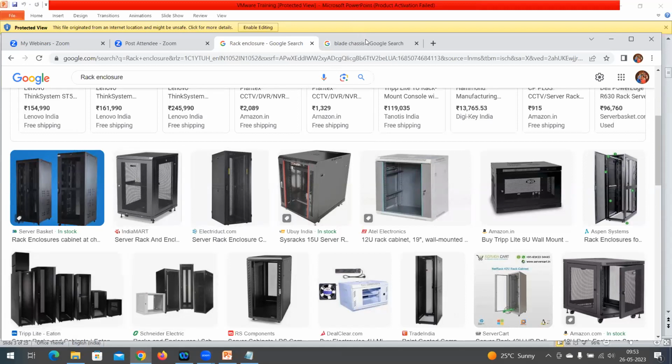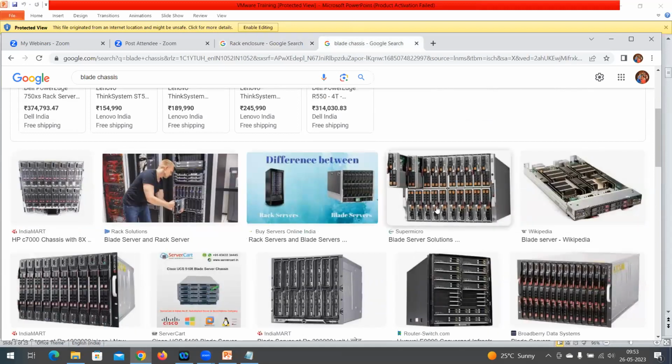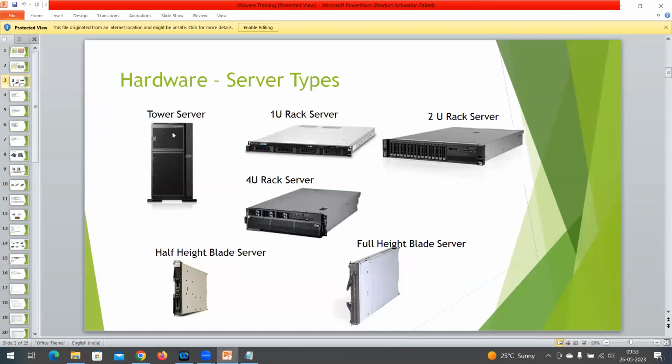The advantage of the blade server architecture is that it is not going to have cables. That is the beauty. Here for the tower server, I need to connect a power cable, a display cable, a keyboard, mouse, network cables, storage cables. All those things I need to connect.